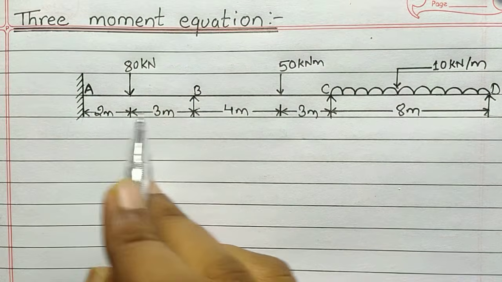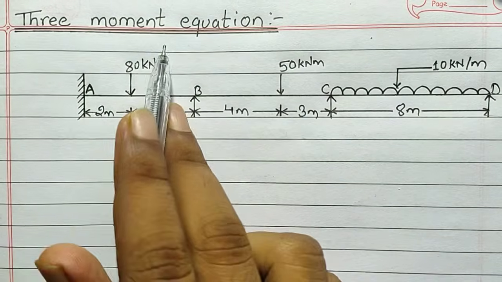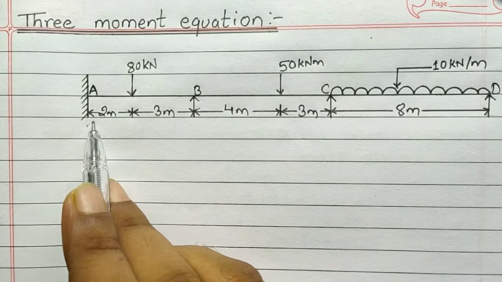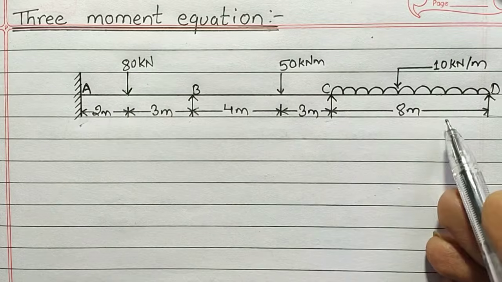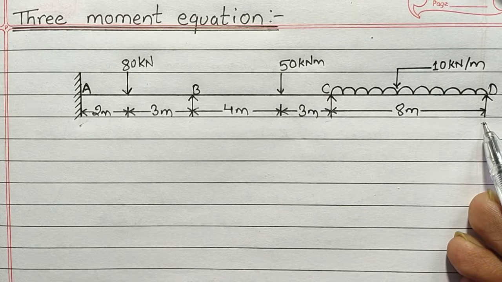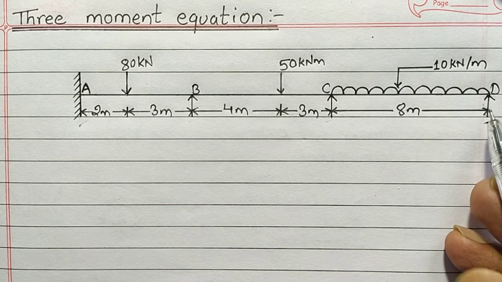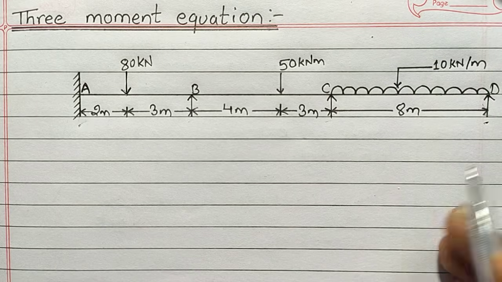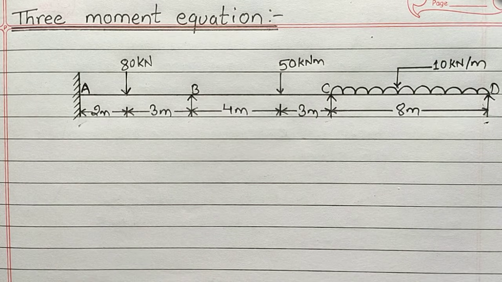Here in this question I will be using the three moment equation to find the moment at points A, B, C, and the moment at point D will be 0 as it is a hinge support. And before beginning the solution, let us first check out some cases of the three moment equation.